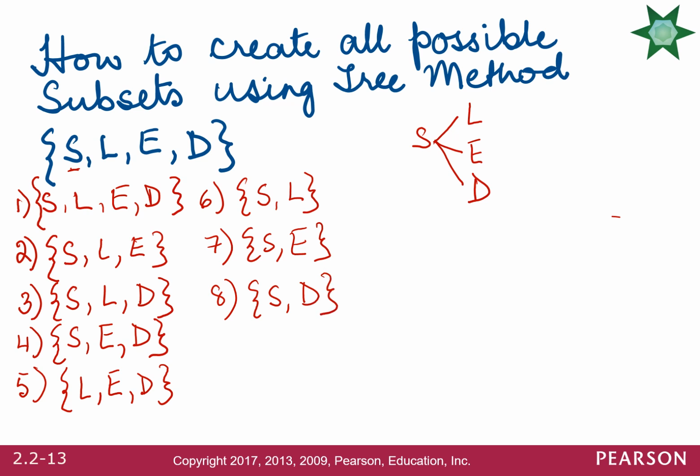Now we have to start a tree of size 2 with 2 branches from L. So let's do that. After L, we have an E or a D. So I'm going to list those 2 combinations, LE and LD. So we have LE, and 10 is LD.